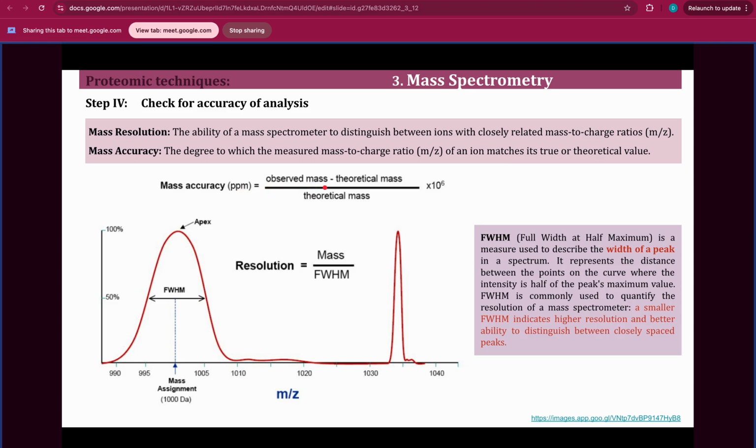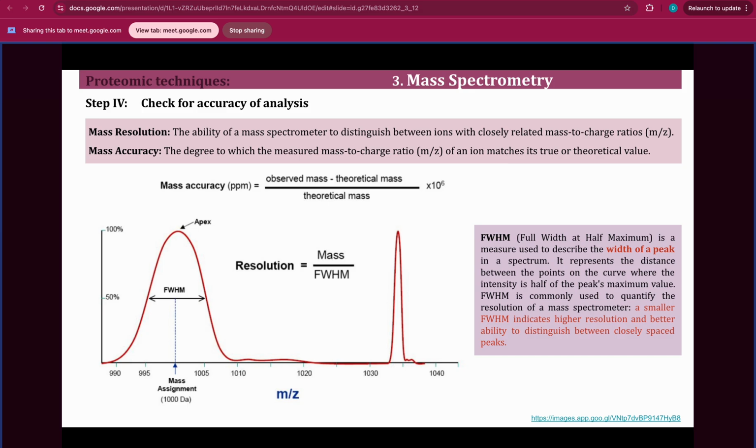We already know the theoretical mass of certain amino acids, and there is an observed mass. Whenever ions are produced, they will give some mass. We take that observed mass and subtract it from the theoretical mass, which we already know, because we know the molecular weight of each and every atom present in the amino acid, from where we can get the theoretical mass.